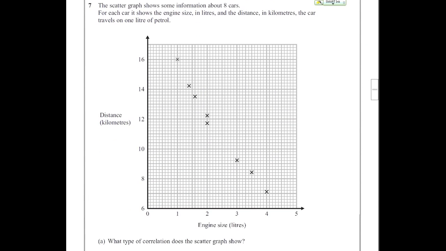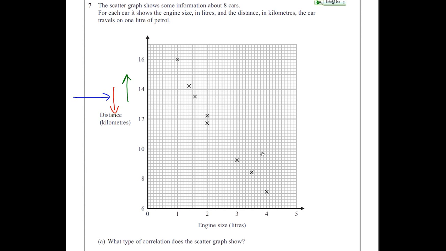Question 7. Scatter graph shows some information about 8 cars. For each car, it shows the engine size in litres and the distance in kilometres the car travels on 1 litre of petrol. Okay. What type of correlation does the scatter graph show? Whenever you're thinking of correlation, you need to think as though you're reading a book from left to right, and you need to say, is it going down or is it going up?